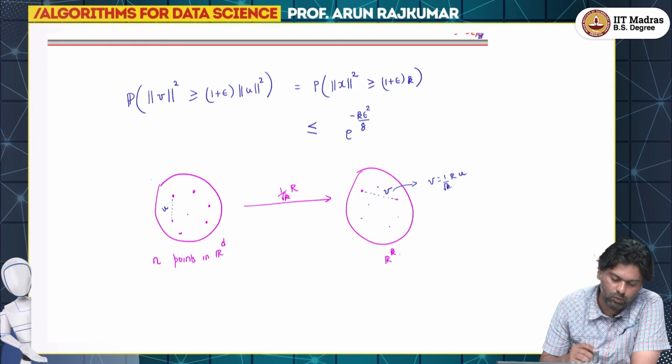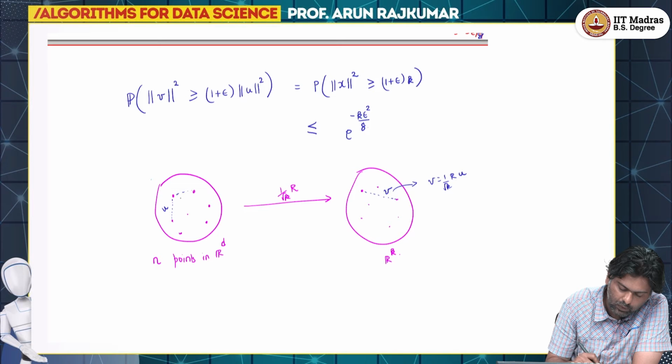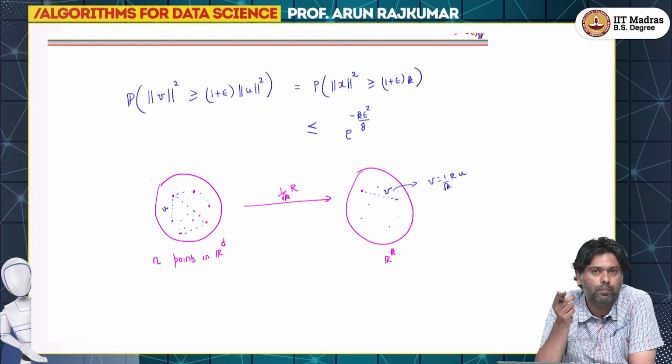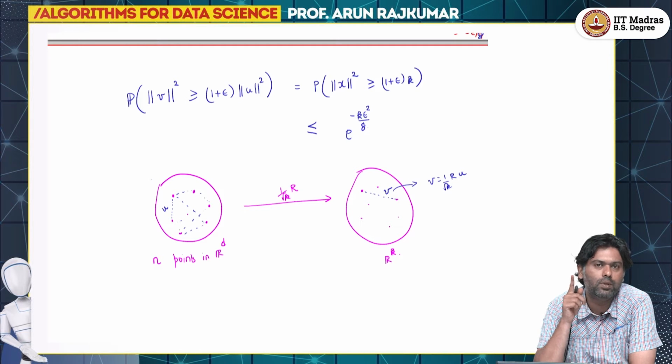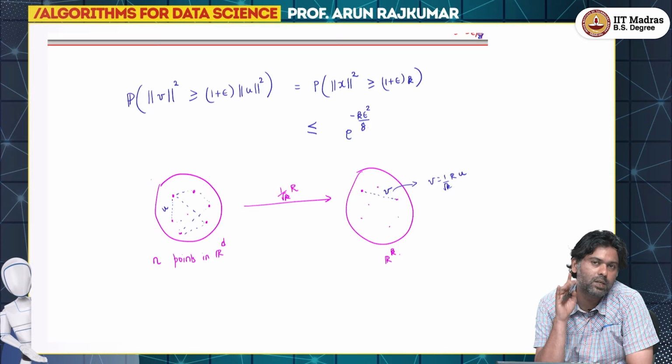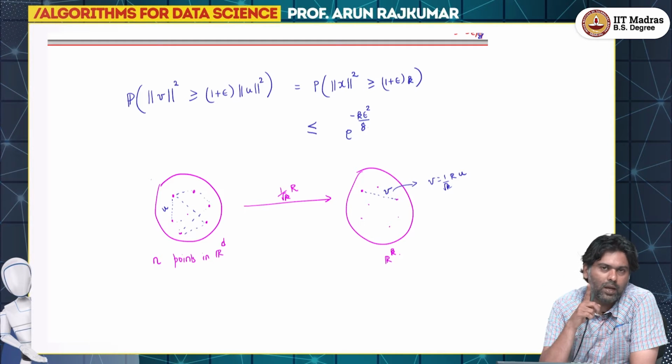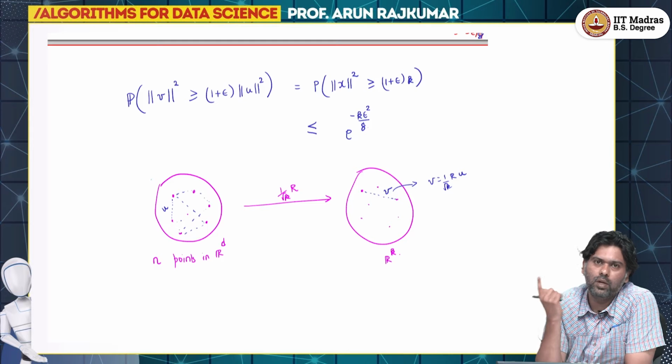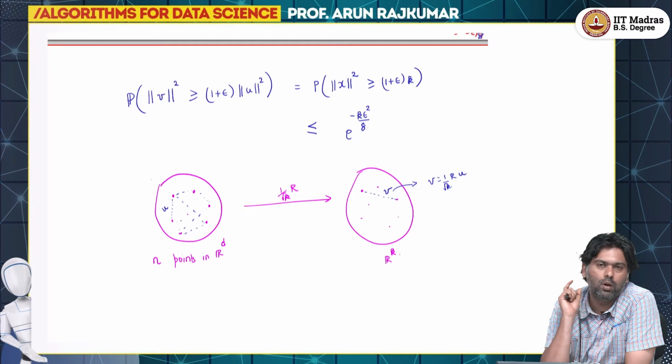But we want this to hold for every pair, right? And we want it to hold for every pair at the same time. That's the important point to think about. So, what we have proved is, if I fix one vector, then that vector's length does not deviate by much, or at least we know a bound on how much it deviates.